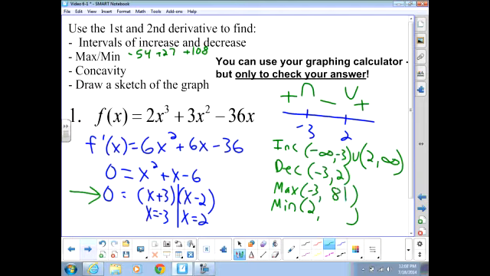When we take the positive 2, 2 cubed is 8, times 2 is 16. 2 squared is 4, times 3 is 12. And 2 times -36 will give you -72. -72 and 12 will give you -60. -60 and +16 will give you a -44. So we now have our max and our min values.